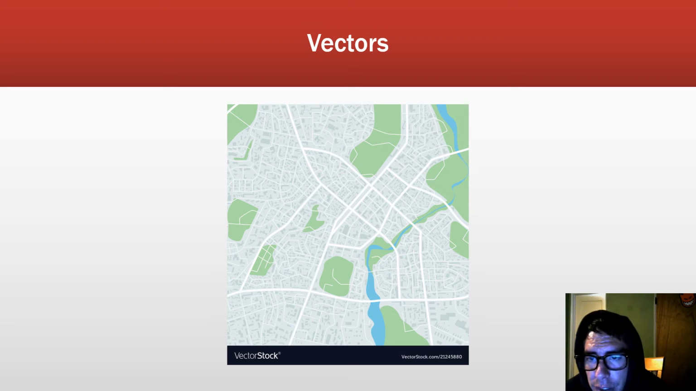Another way to illustrate this is this map. So say a person works over here, but they live, well, let's say here.